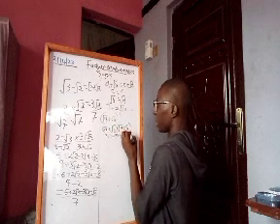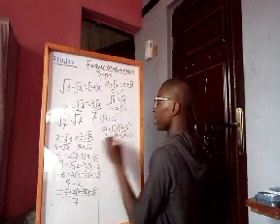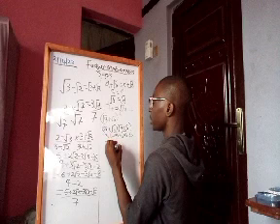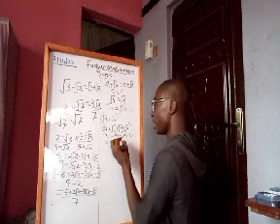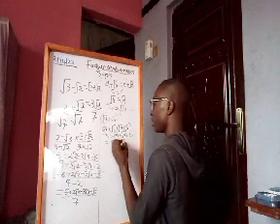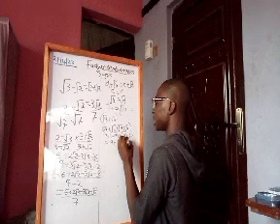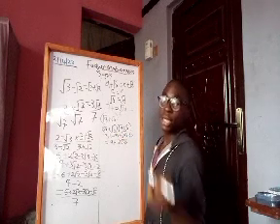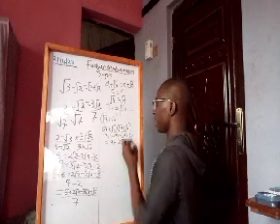Then root b times root b is b. So finally we have a plus root ab plus root ab, that's 2 root ab, just as when we have x plus x is 2x, right? So root ab plus root ab will be 2 root ab. Then plus b.